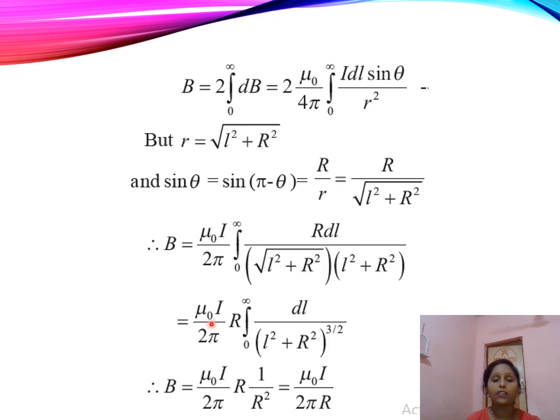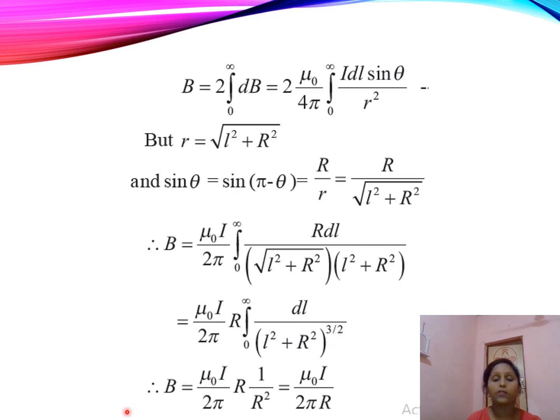Then the equation can be written as mu naught I divided by 2 pi R integration of 0 to infinity dl divided by, the square roots can be added up. So here it is half and here it's 1, it becomes 3 by 2. Then the equation becomes L square plus R square to the power of 3 by 2. Now, while integrating this part, that is integration of 0 to infinity dl divided by L square plus R square to the power of 3 by 2, it becomes 1 by R square.